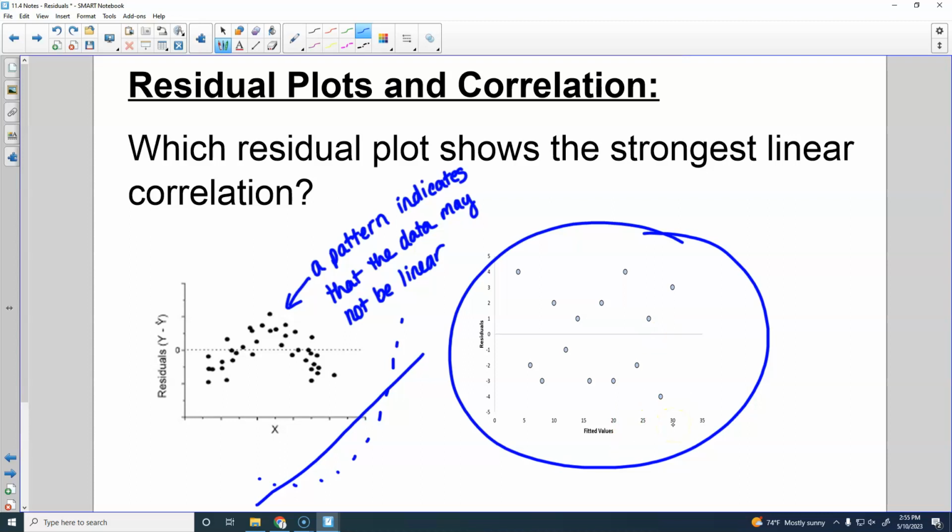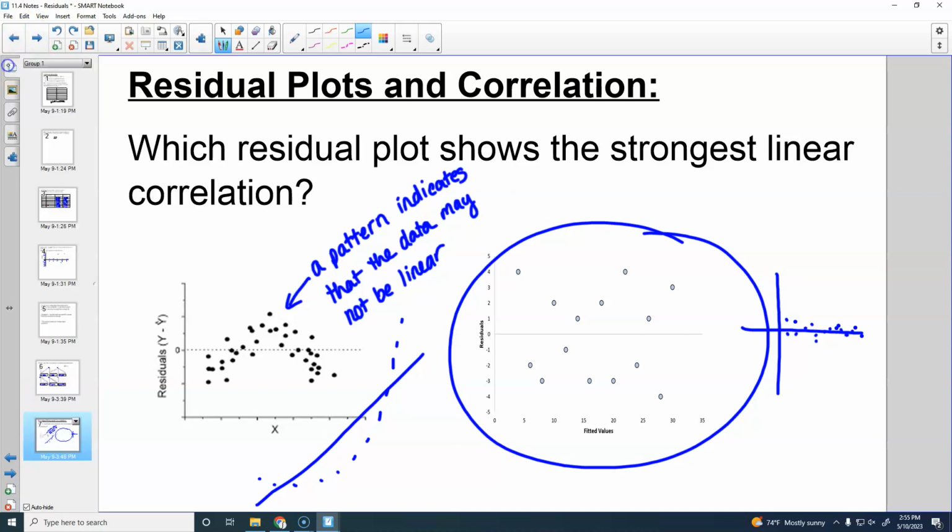And again, if there was a third option and we had a residual plot and they were scattered but they were all way closer to the x-axis, that would be even better than this one here. But if you see a pattern in your residual plot, then it's probably not going to be very linear. Does that make sense? All right, so we have an assignment here.